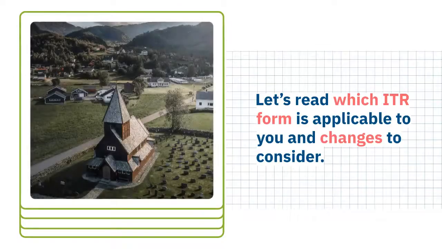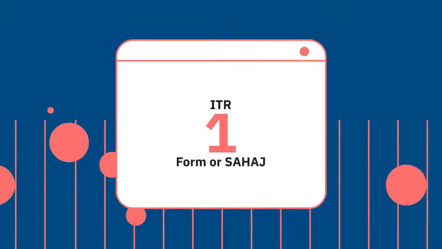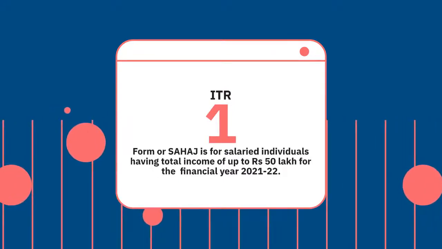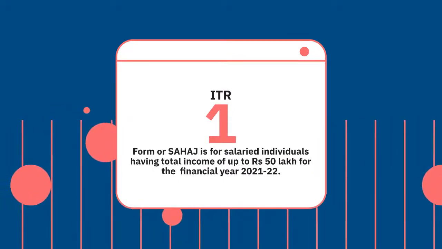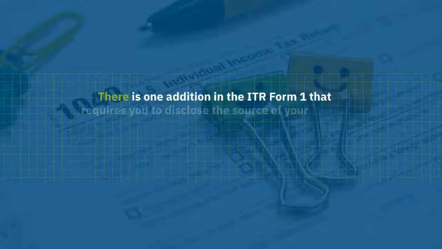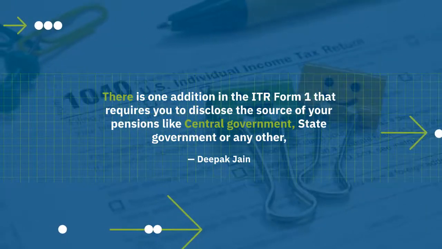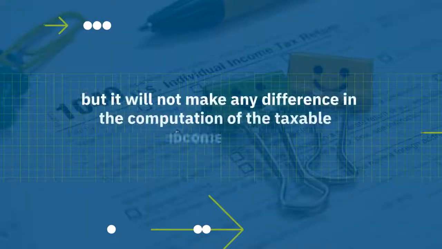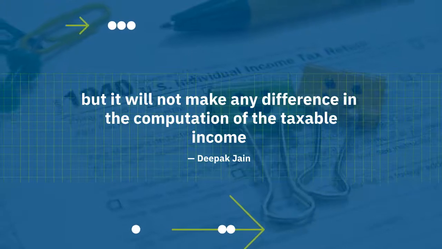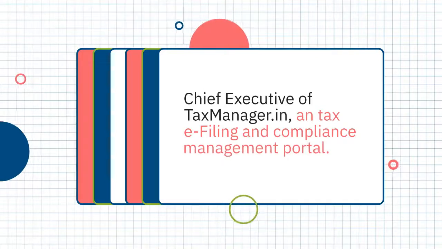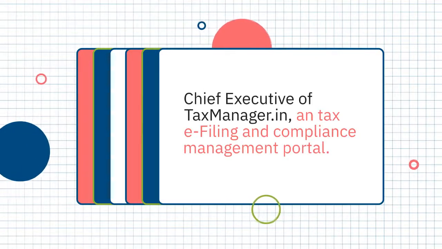Let's read which ITR form is applicable to you and the changes to consider. ITR 1 form or Sahaj. ITR 1 form or Sahaj is for salaried individuals having total income of up to Rs 50 lakh for the financial year 2021-22. Remember, salary also includes pension income. There is one addition in ITR Form 1 that requires you to disclose the source of your pension, like central government, state government, or any other, but it will not make any difference in the computation of the taxable income, said Deepak Jain, Chief Executive of TaxManager.in, a Tax E-Filing and Compliance Management Portal.